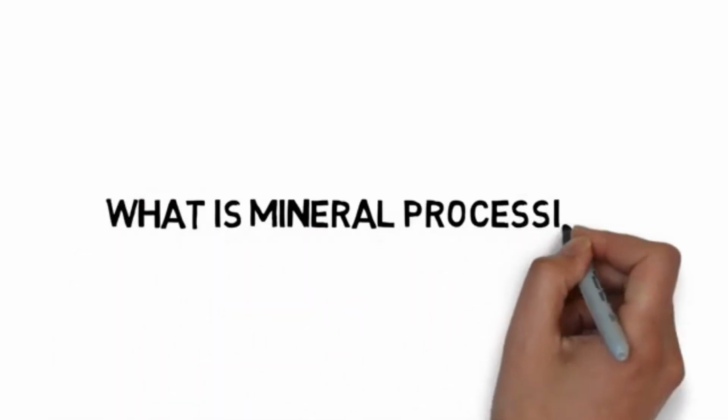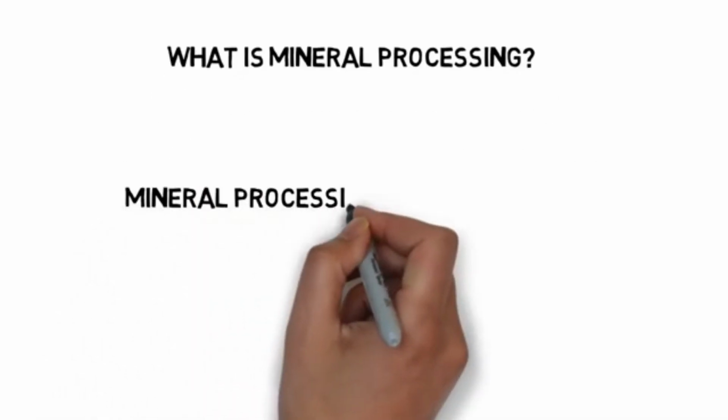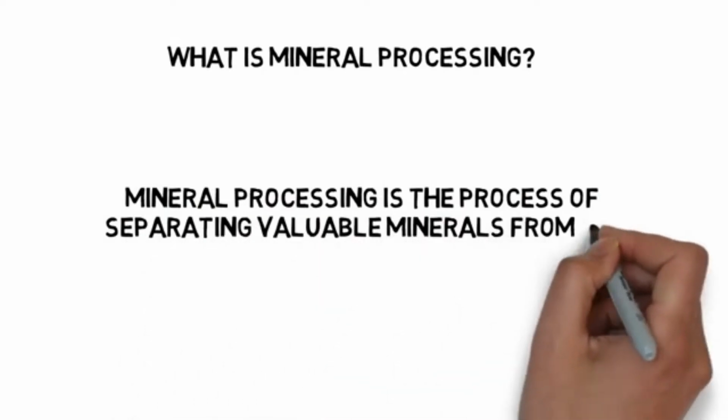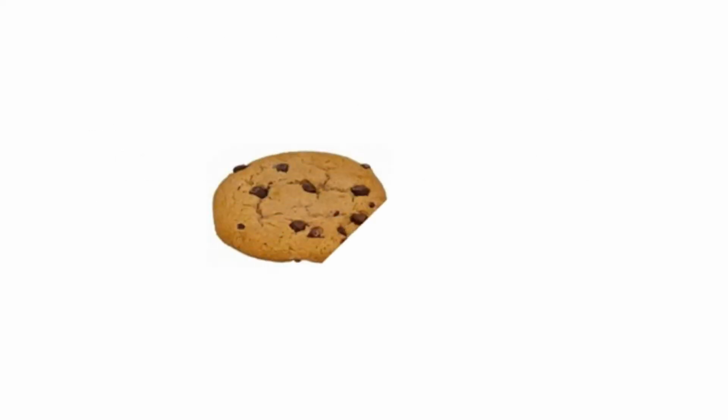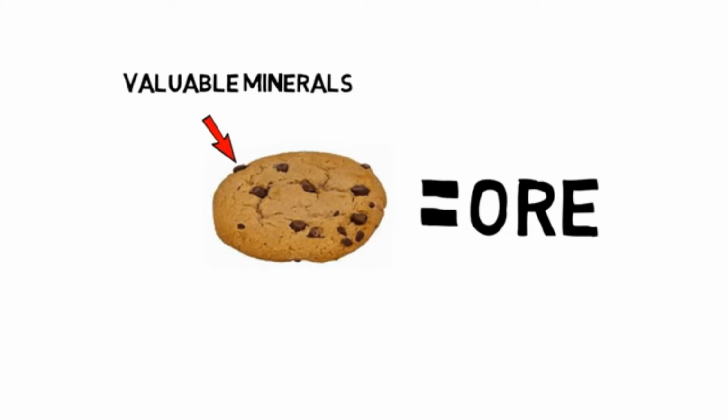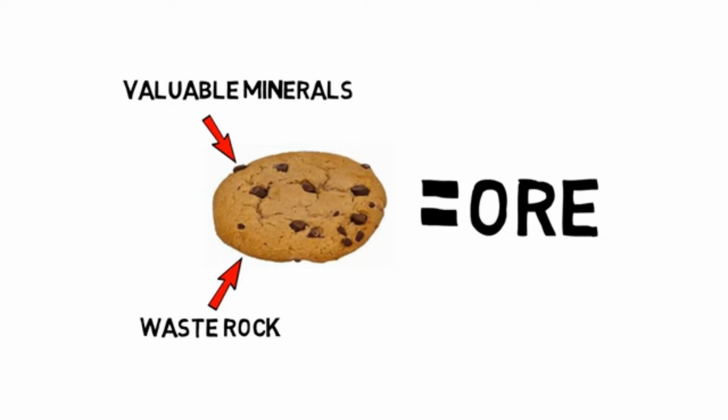What is mineral processing? Mineral processing is the process of separating valuable minerals from ore. Imagine you have a chocolate chip cookie, and that is your ore, and the chocolate chips represent your valuable minerals, and the cookie dough is the waste rock. Your job as a mineral processor is to figure out how to extract the chocolate chips in the most efficient manner. But it is not as simple as that.